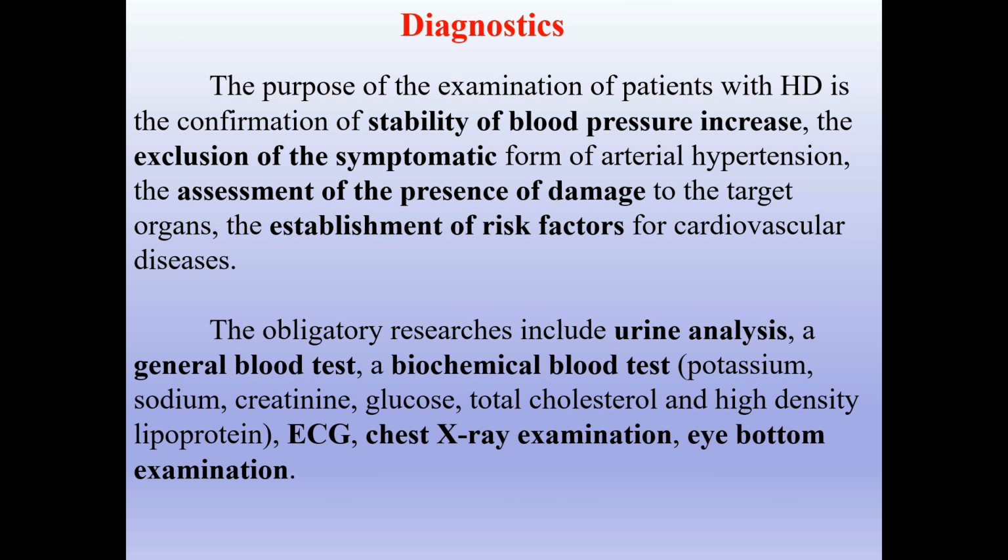Diagnostics. The purpose of the examination of patients with hypertensive disease is the confirmation of stability of blood pressure increase, the exclusion of the symptomatic form of arterial hypertension, the assessment of the presence of damage to the target organs, the establishment of risk factors for cardiovascular diseases. The obligatory researches include urine analysis, a general blood test, a biochemical blood test: potassium, sodium, creatinine, glucose, total cholesterol, and high-density lipoprotein, ECG, chest X-ray examination, eye bottom examination.